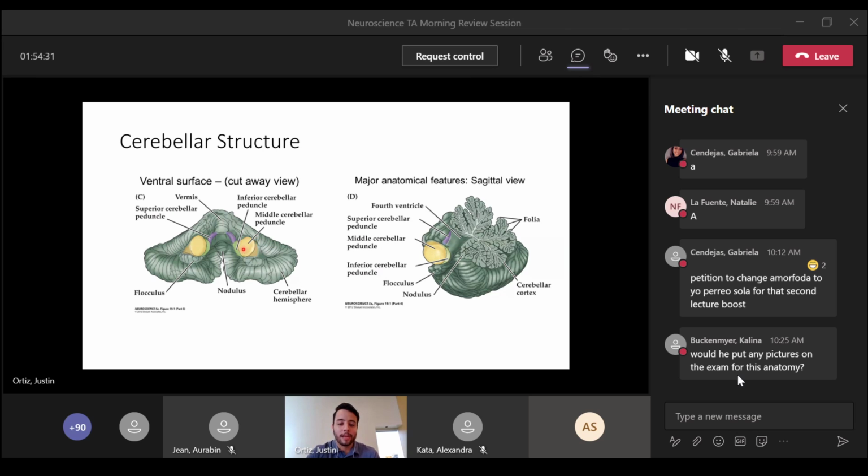But so here's the middle cerebellar peduncle. What I would note is that the middle cerebellar peduncle is the largest. Look how large this thing is. It's actually ginormous if you actually saw it in gross lab. So this thing is huge, and I'll talk about its importance later on.